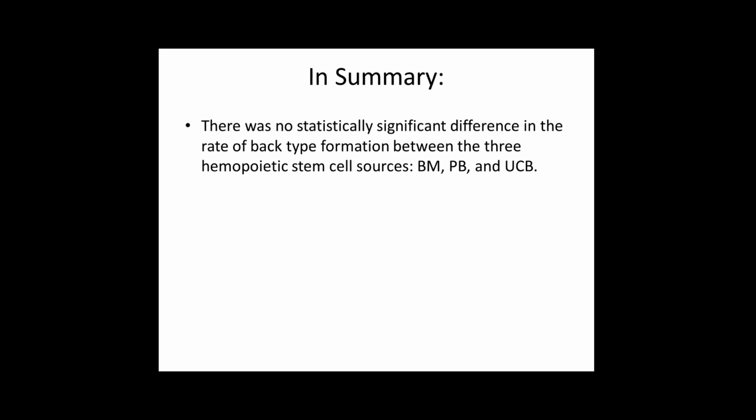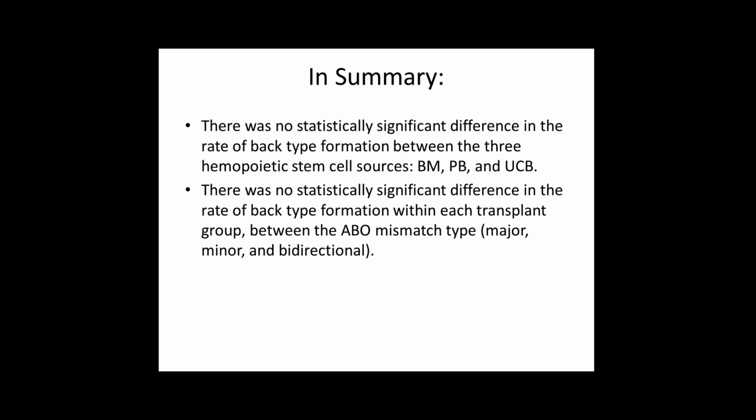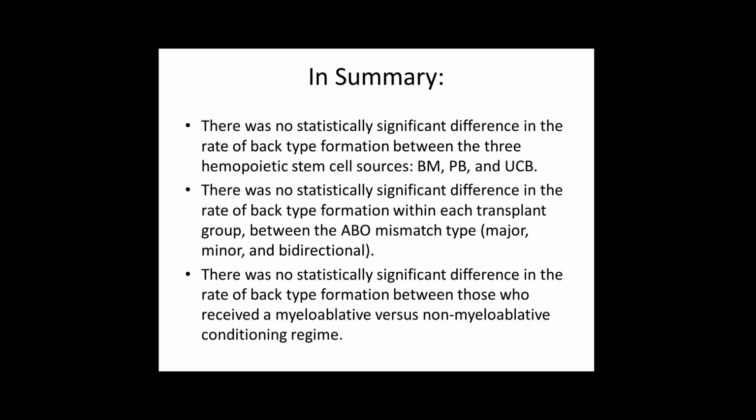So in summary, there was no statistically significant difference in the rate of back type formation between the three sources of hematopoietic stem cell transplants: cord blood, peripheral blood, and bone marrow. There was also no statistically significant difference in the rate of back type formation between the transplant groups between ABO major, minor, and bidirectional mismatched groups. And then there was no statistically significant difference in the rate of back type formation between those who received myeloablative versus non-myeloablative conditioning regimens.